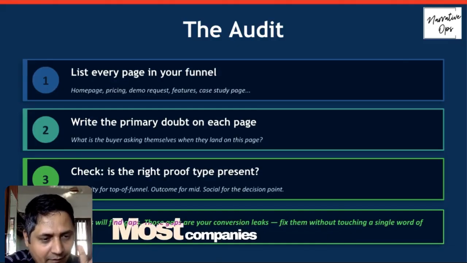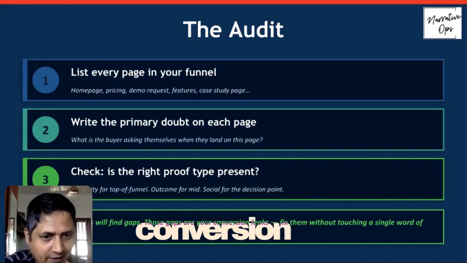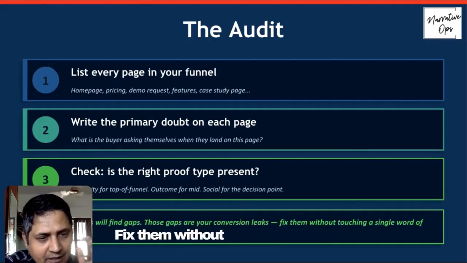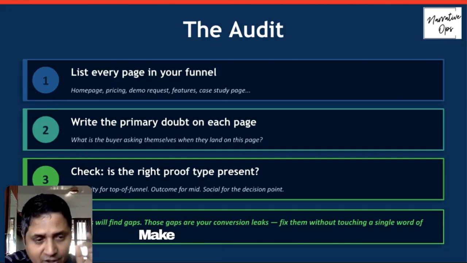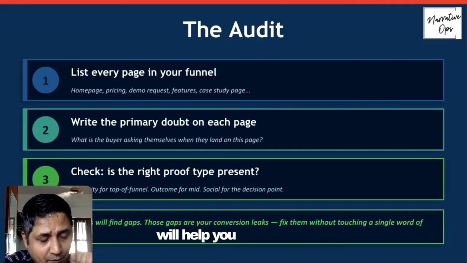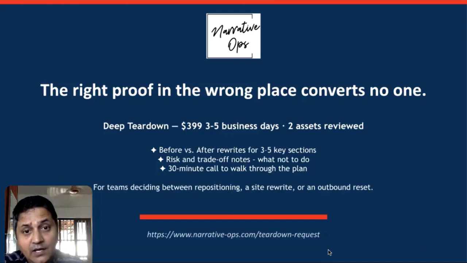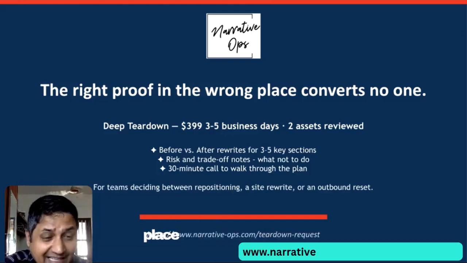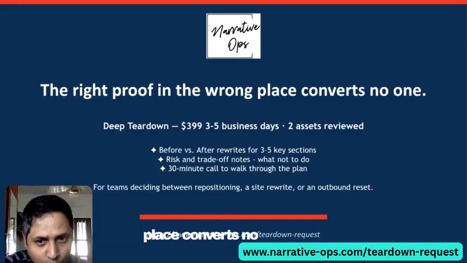Most companies we work with will find gaps. Those gaps are your conversion leaks. Fix them without touching a single word of copy. Make sure your proof is at the right place to answer the question at the right time. That's what this audit will help you with. So that's how you build a proof architecture system. The right proof in the wrong place converts no one. Always remember that. The right proof in the wrong place converts no one.